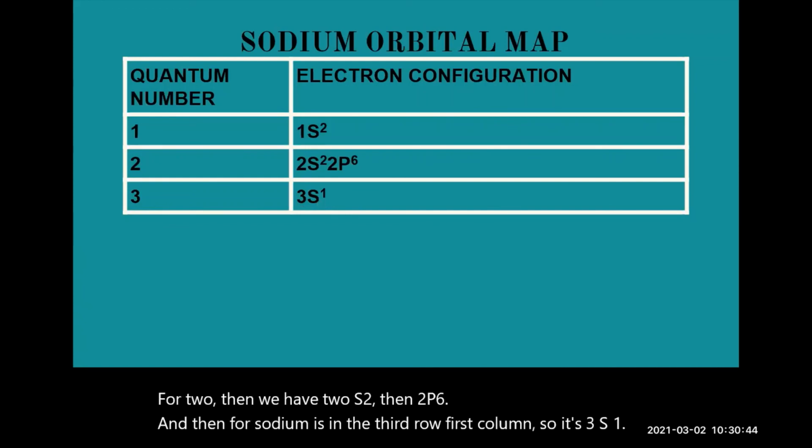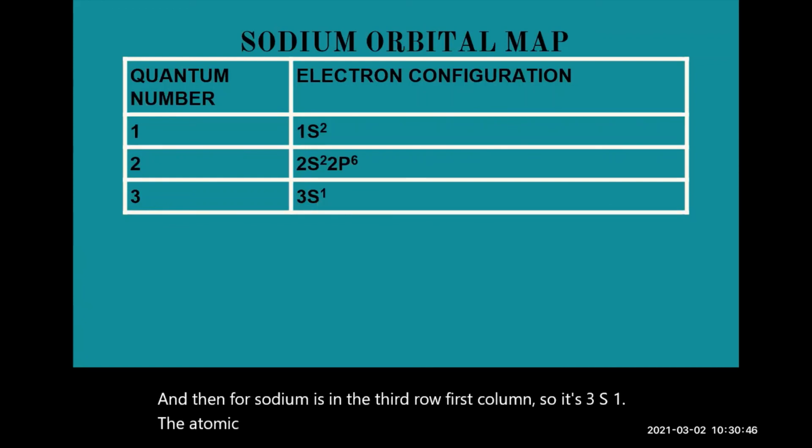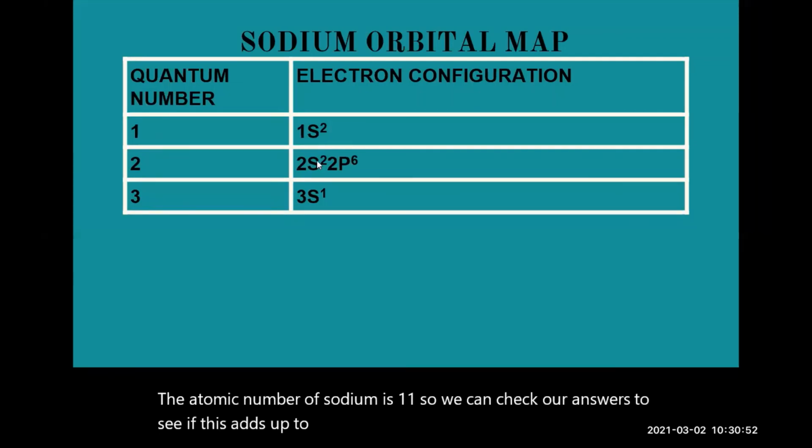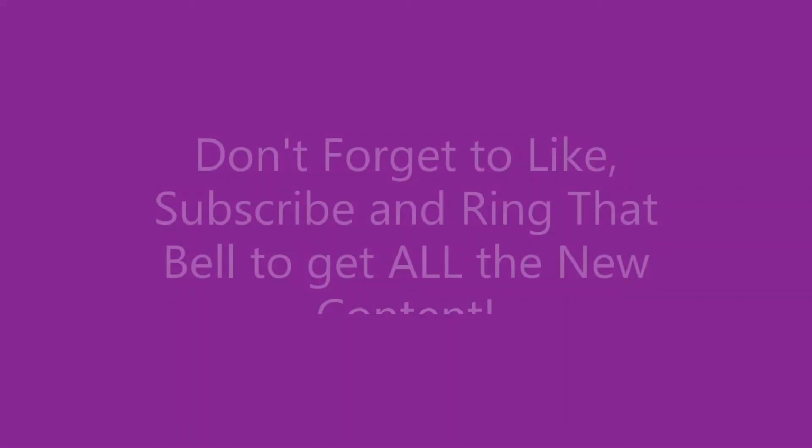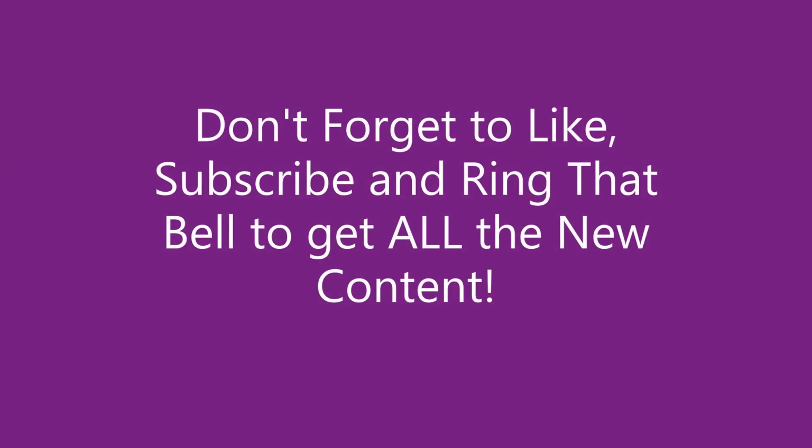The atomic number of sodium is 11. So we can check our answers to see if this adds up to 11. So 2 plus 2 is 4. 4 plus 6 is 10. 10 plus 1 is 11. This is the correct orbital map for sodium.